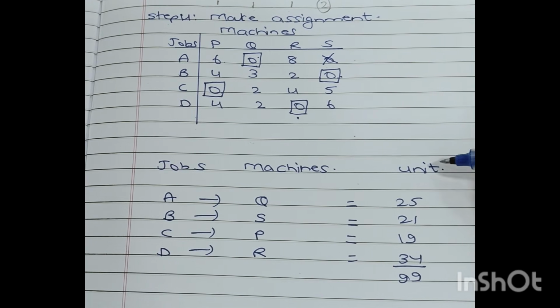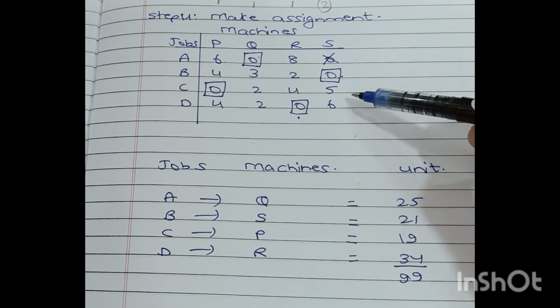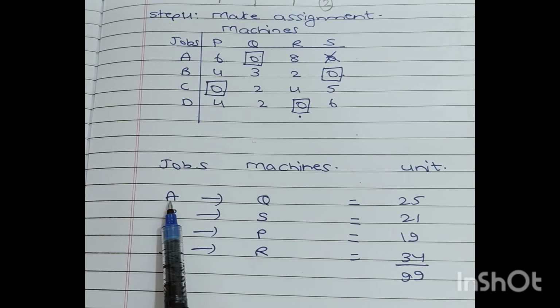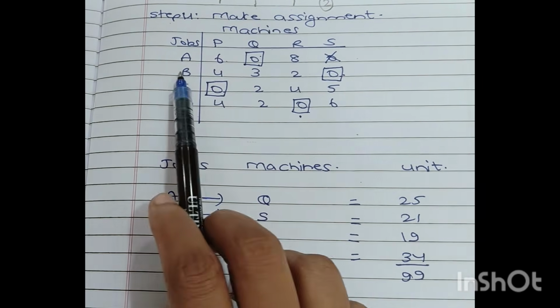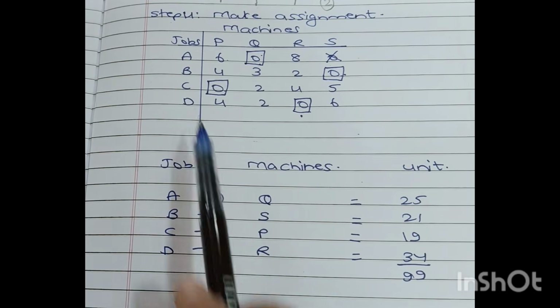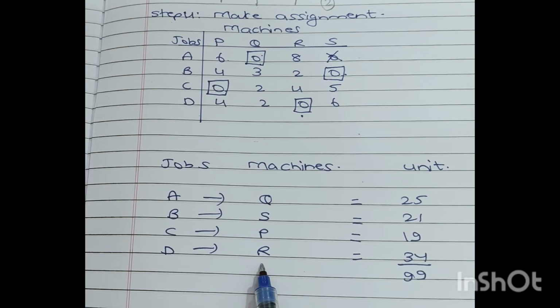Now the last step is we have to find out the value of this particular assignment. As we all know, just now we have done the assignment. A is assigned to Q. Here I have written job A is assigned to machine Q. Job B is assigned to machine S. Job C is assigned to machine P. And job D is assigned to machine R.